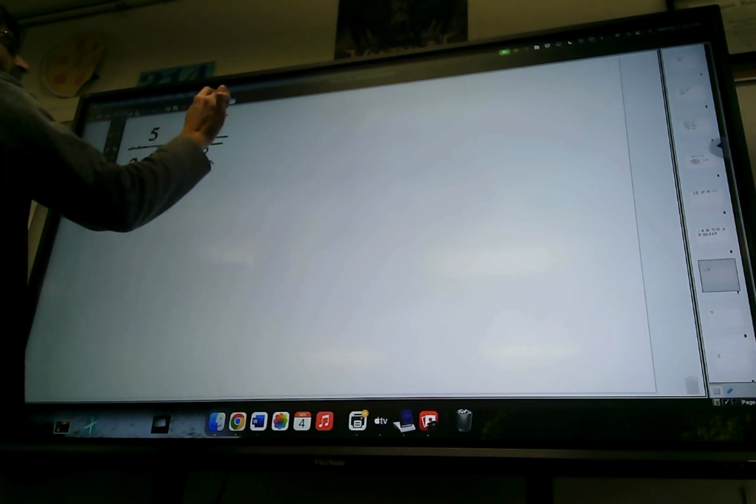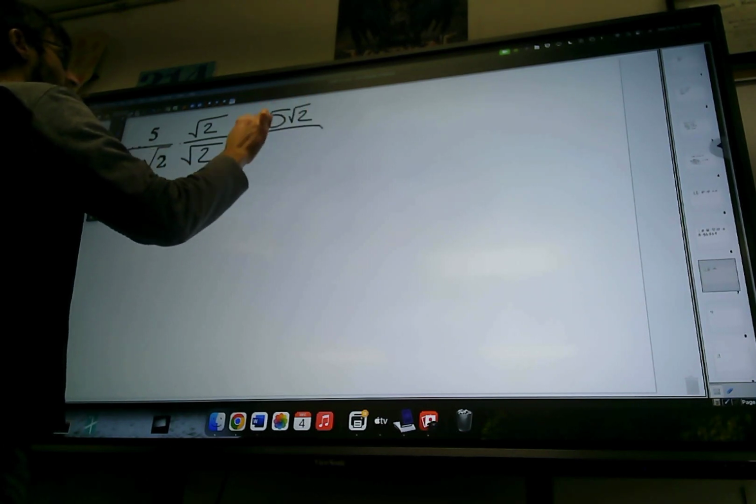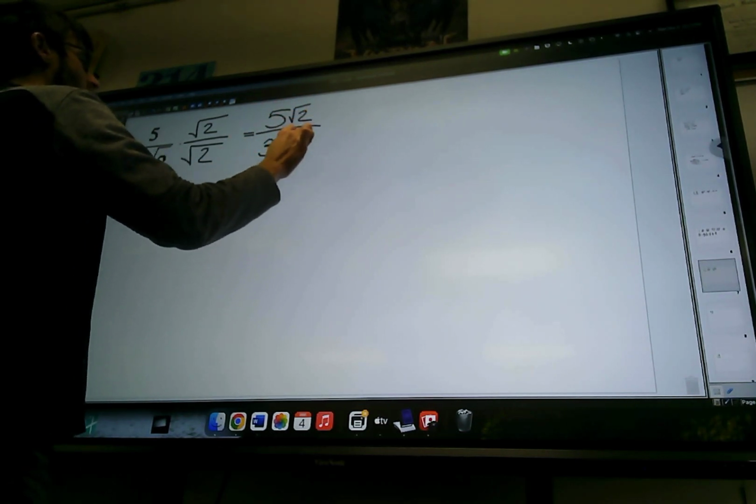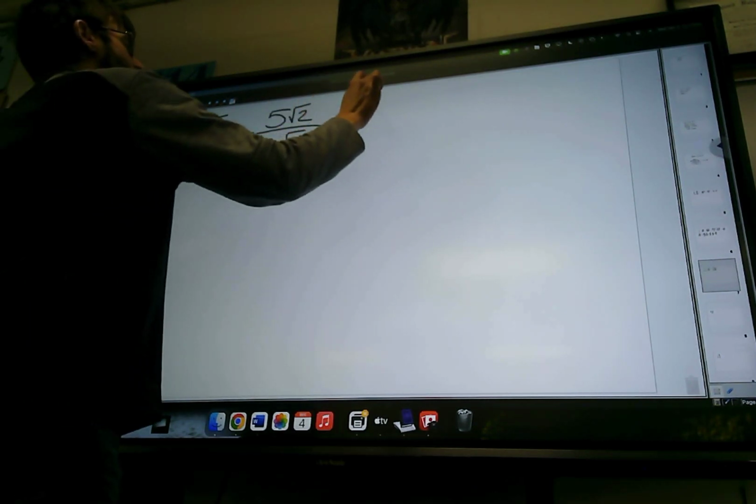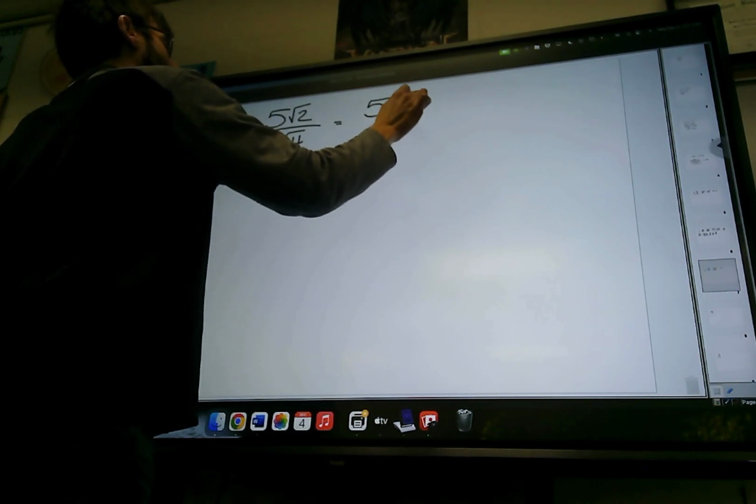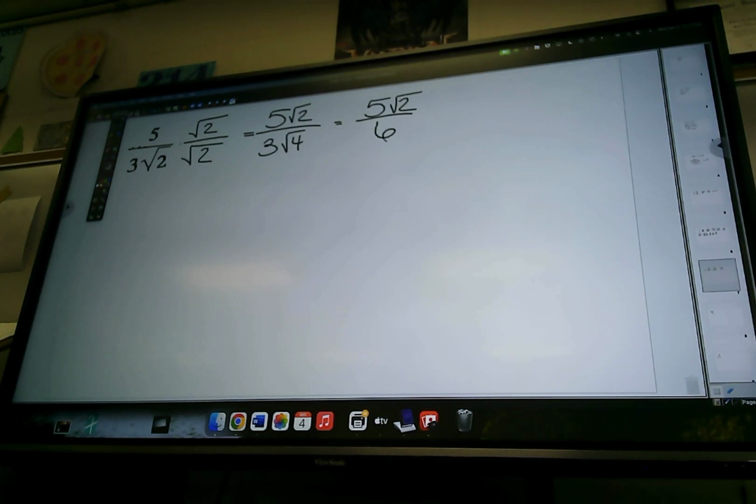So when I multiply that across the top, I'm going to multiply 5 square root of 2. That is going to be 3 square root of 4. What's the square root of 4? 2. So my answer is going to be 5 square root of 2 over 6. Can I reduce that at all? No. I cannot reduce what's in the square root.